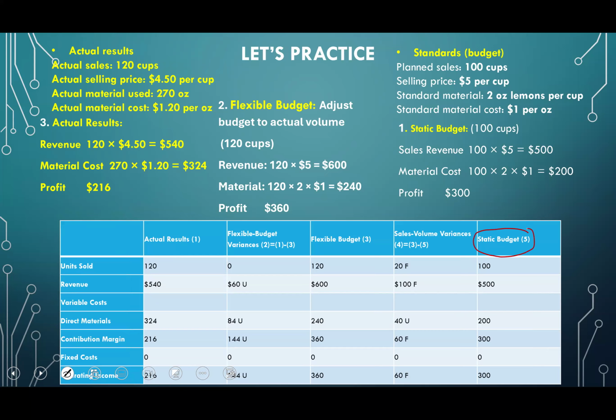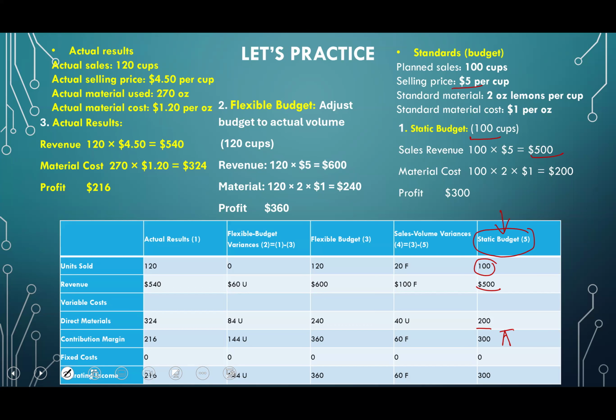This is my column 5, even though chronologically it comes in first. My static budget, as you can see, is based on 100 cups, which I took from here. At $5 per cup, this is my sales revenue. I'm just copying the numbers in a table. This is my cost and this is my profit.